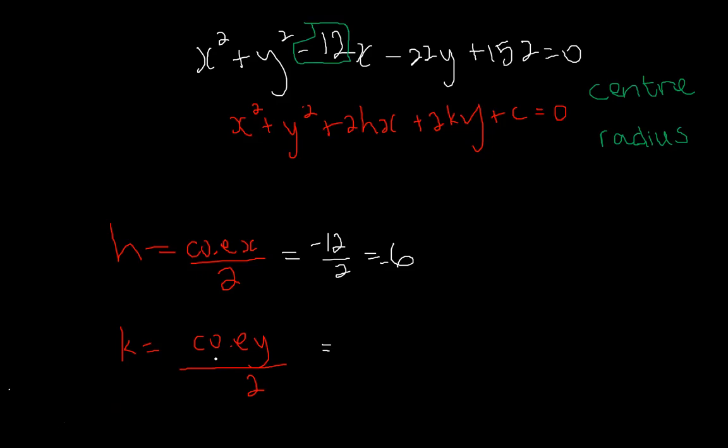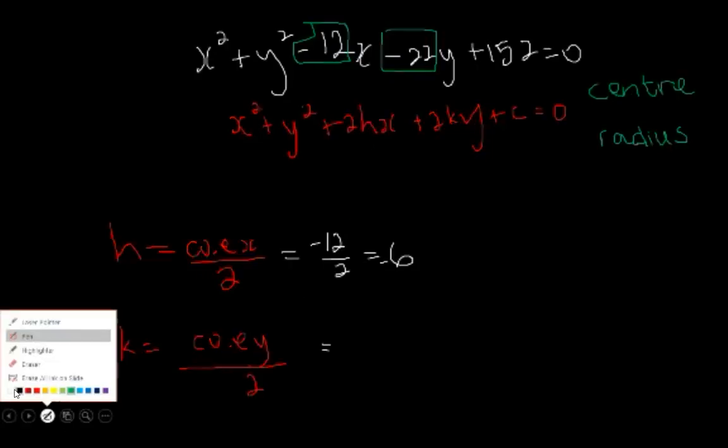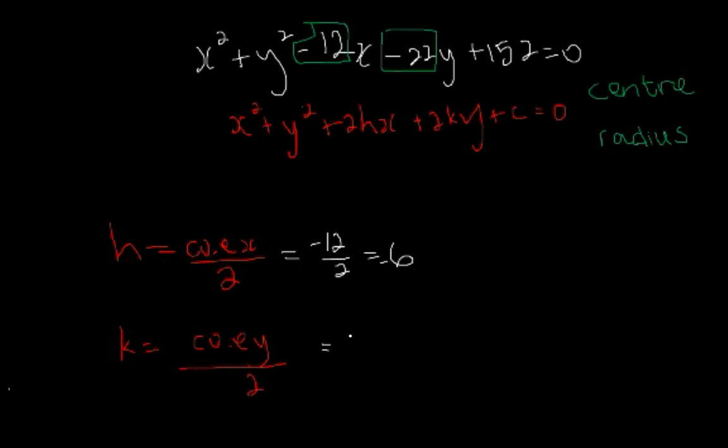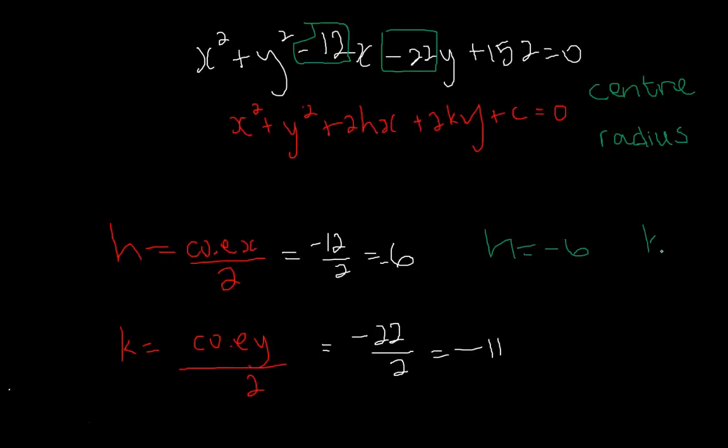To find k, it is the coefficient of y divided by 2. The coefficient of y, the number that comes right before y, is minus 22 in this case, not just 22. So minus 22 divided by 2 is equal to minus 11. So what we have now is that h is equal to minus 6 and k is equal to minus 11.